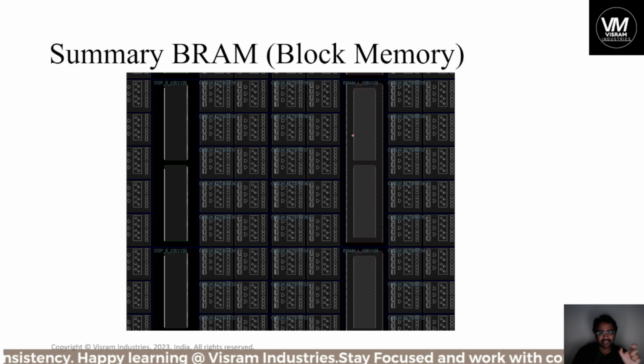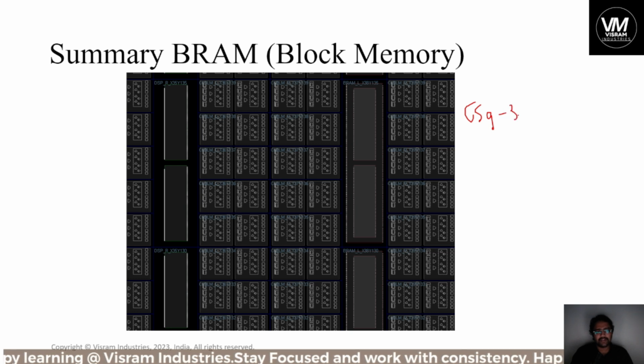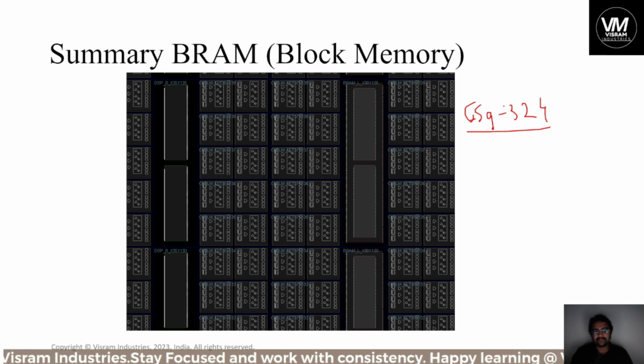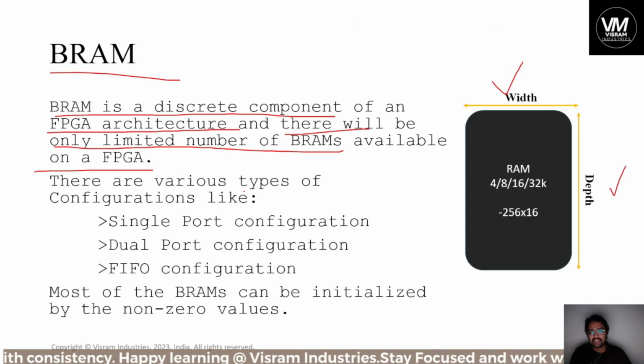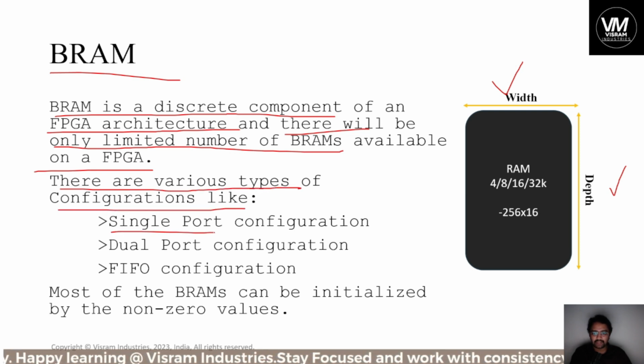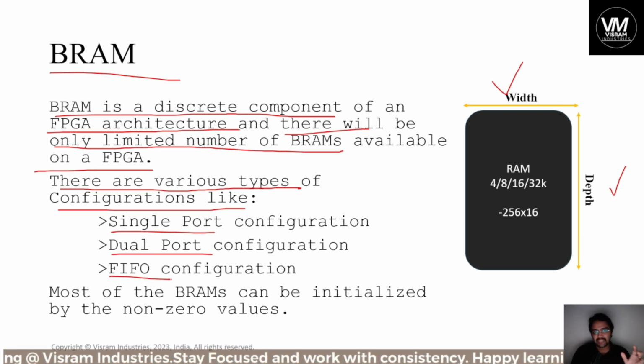That is why we mentioned the CSG 324 package in the initial days when we were developing the FPGA. In Xilinx Vivado we chose the hardware with the package CSG 324. That has some set of block RAMs, and if you go for CSG 325, it has some other set of BRAMs. So they are very limited. Keep in mind there are various types of configurations like single port, dual port, and FIFO configuration. These are the different types of BRAMs that we can implement.